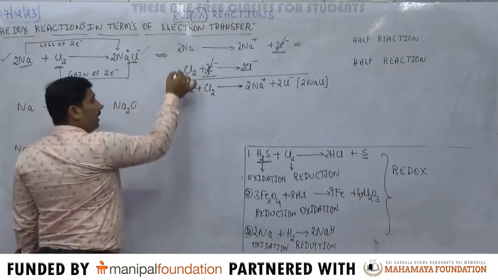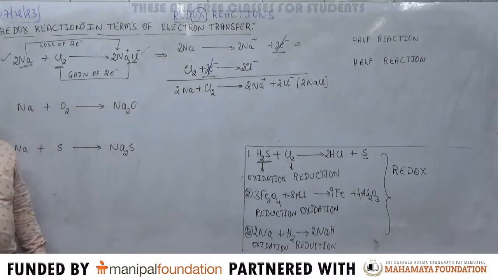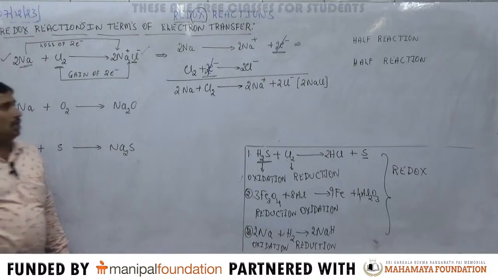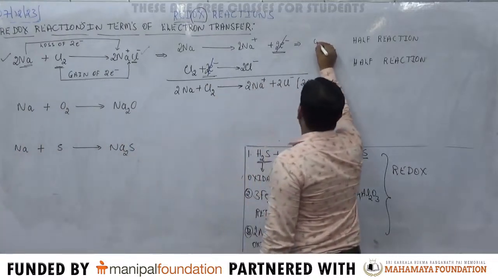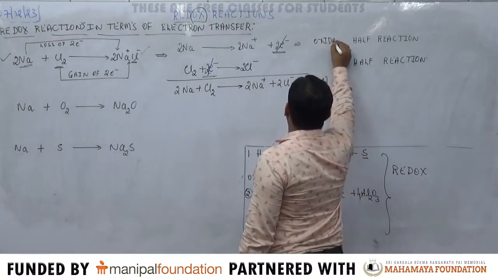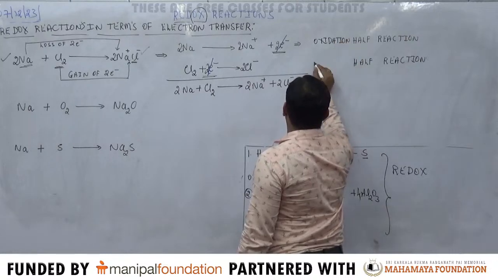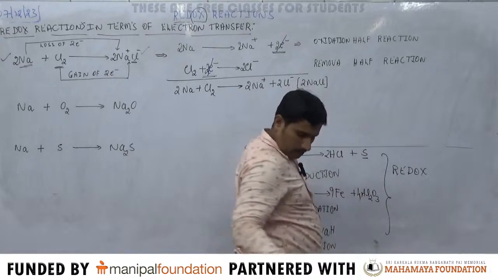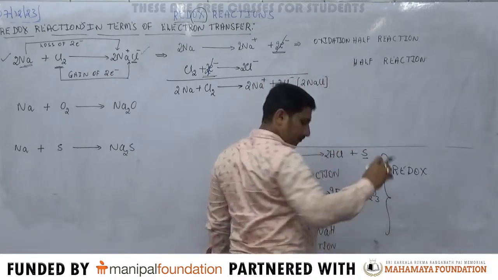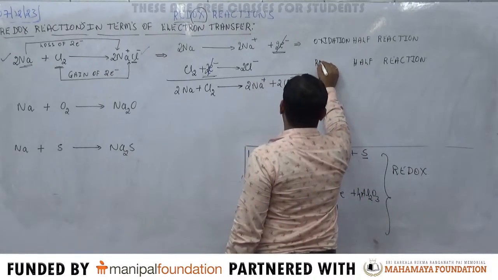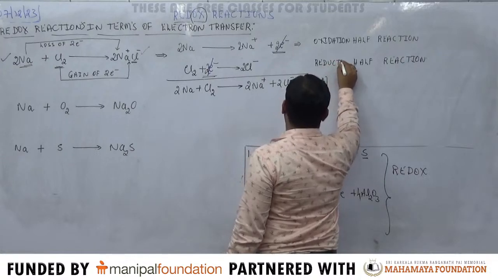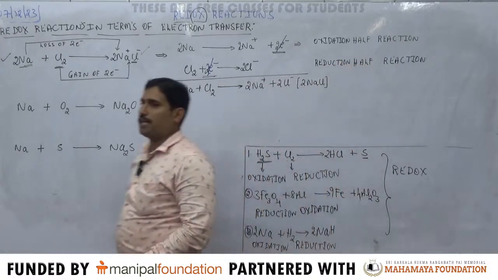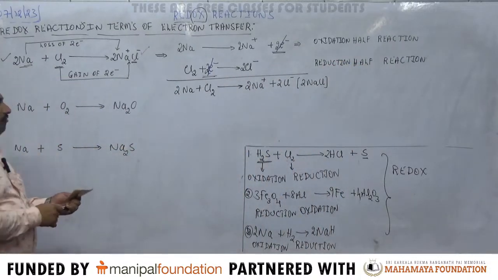Now from these two reactions it is very clear that in the first half reaction there is a loss of electron, and in the second half reaction there is a gain of electron. So I can call the first reaction as an oxidation half reaction, and the second half reaction I can call it as a reduction half reaction. So it is an oxidation half reaction and reduction half reaction.